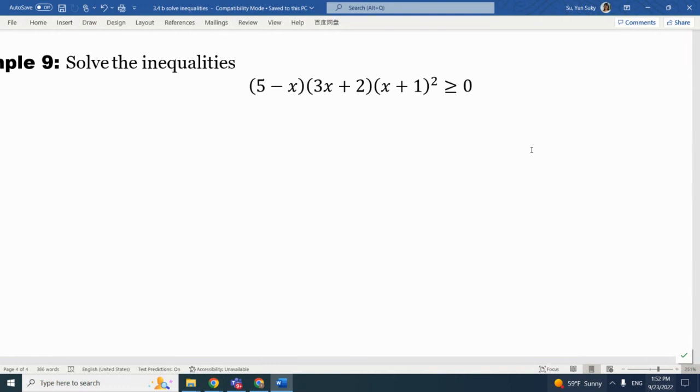Oh, it's 5 minus x is 0. So 5 minus x is 0. Then you add x on both sides. You get x is 5.